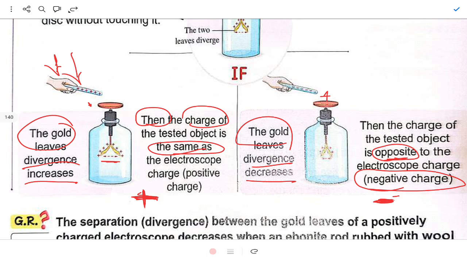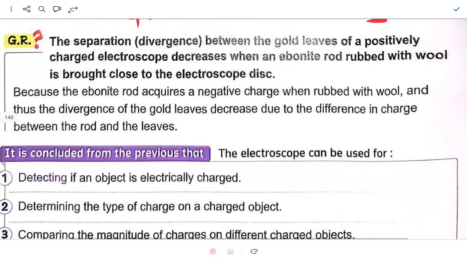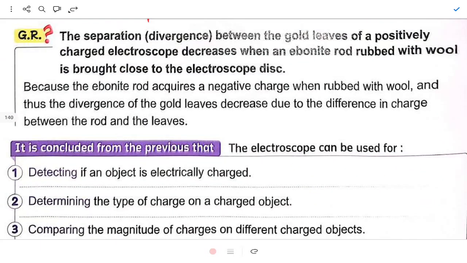Let's turn to another point. We have a question. Give the reason why the separation, the divergence between the gold leaves of a positively charged electroscope, decreases when an ebonite rod rubbed with wool is brought near.